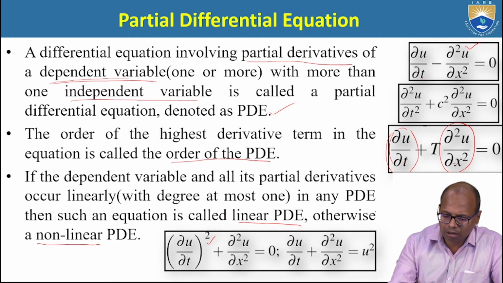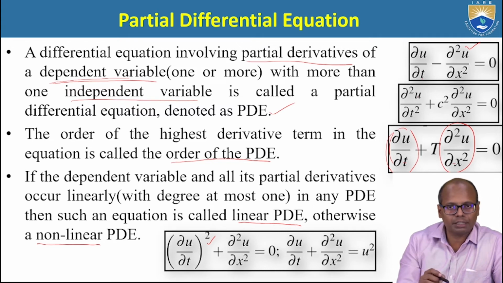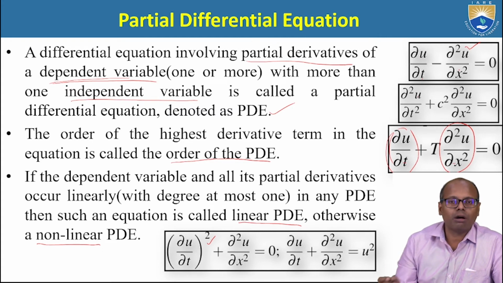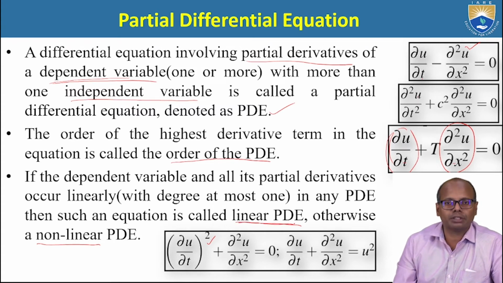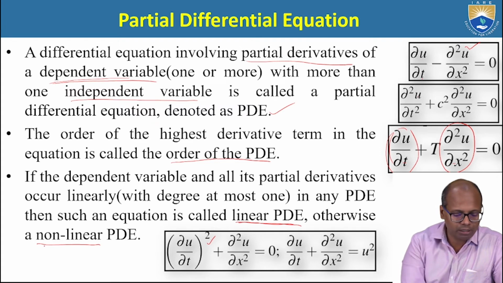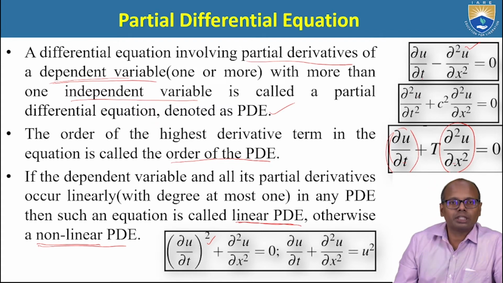And in all the other partial differential terms here, the degree is 1. So, if the partial differential equation contains partial differential terms, all of them at most of degree 1, then such an equation is called a linear partial differential equation. If the degree of any one term is more than 1, then it is called a non-linear partial differential equation. So, these are the few things about partial differential equations.